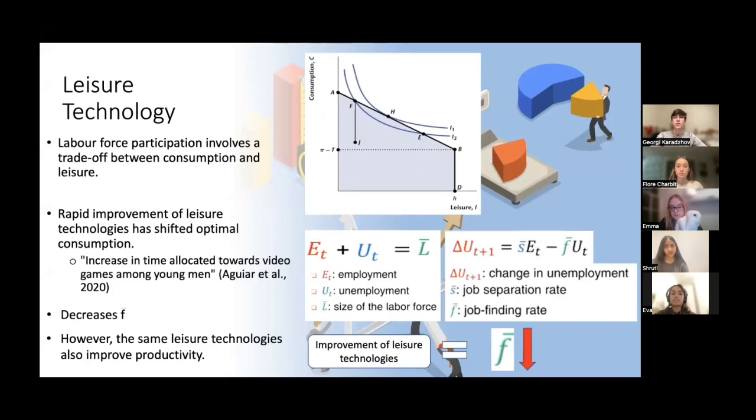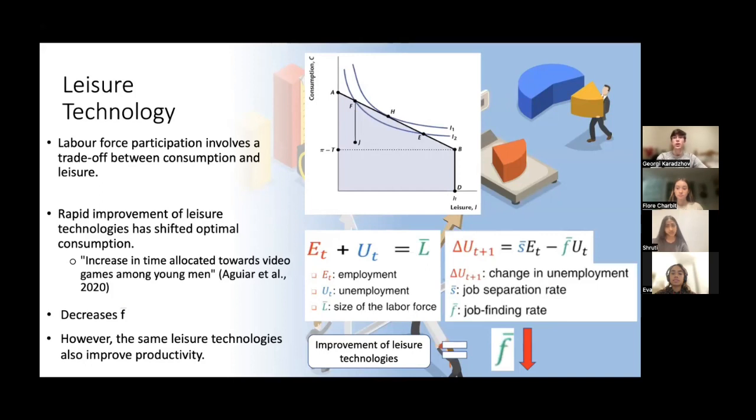Participation in the labour force involves a trade-off between consumption, which is financed through wages, and leisure, shown by the indifference curves and budget constraint. Rapid improvements of leisure technologies has shifted optimal consumption to enjoying more leisure and working less. For example, there's been an increase in time allocated towards playing video games among young men. This may have also decreased the job finding rate in the bathtub model of unemployment, as people put less time and effort into job searches. Hence, leisure technologies could be a candidate explanation for productivity slowdown.